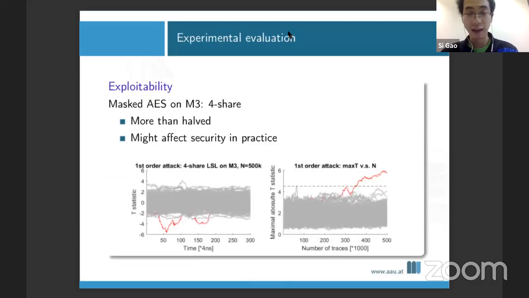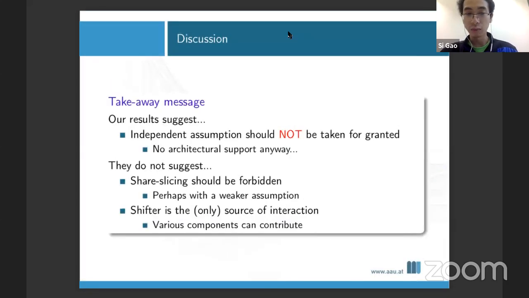So it turns out you can actually exploit such leakage. We only present the first order thing here. If you are using 4 shares masked AES, the surprising result might be you can actually still spot first order leakage here, which is already a contradiction to the order reduction theory. And it can actually affect your security in practice, maybe not to a huge amount, but it actually affects your security in practice. So our take-home message would be, I think it's fair to say the independence assumption shouldn't really be taken for granted.